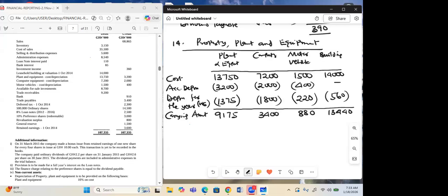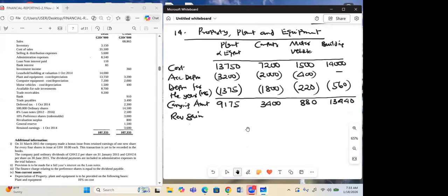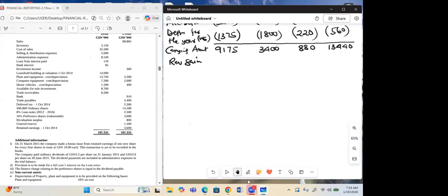Then we revalued the building, right? I think we revalued the building and we got a revaluation gain of what? 660. We got a gain of 660 for the building. So should I put a 660 here?